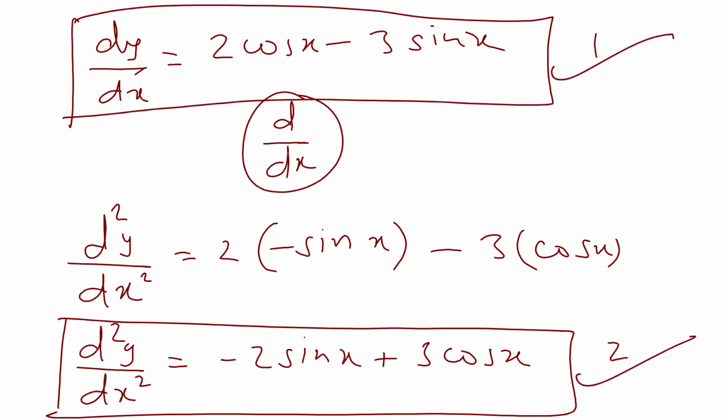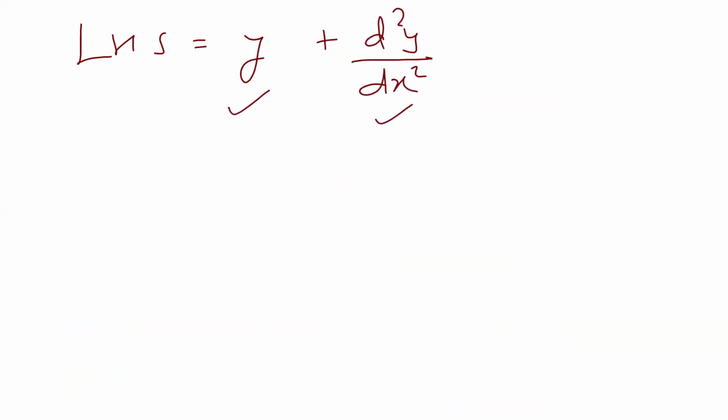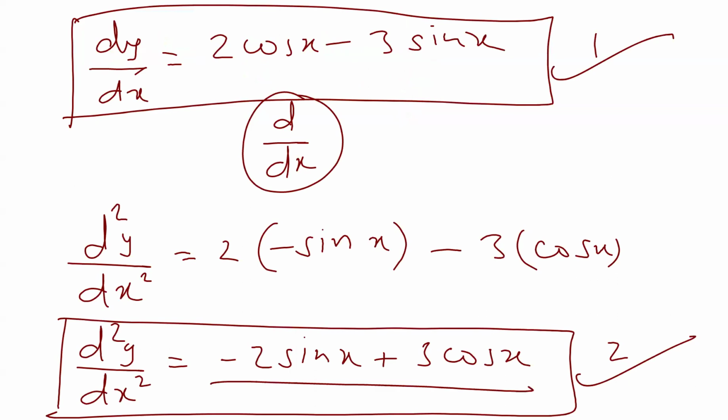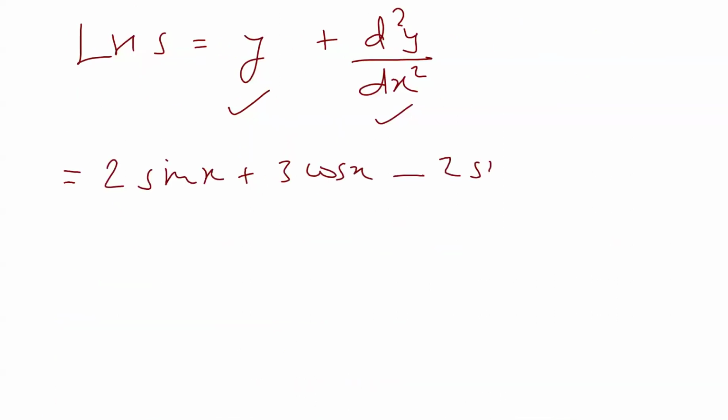Now we will try and prove whatever is given to us. For that we'll have to start with the LHS part. LHS is equal to y plus d square y by dx square. We have both values. The y value is given in the question, and the d square y by dx square value we have just calculated. So the value of y is 2 sin x plus 3 cos x, and d square y by dx square is minus 2 sin x plus 3 cos x.